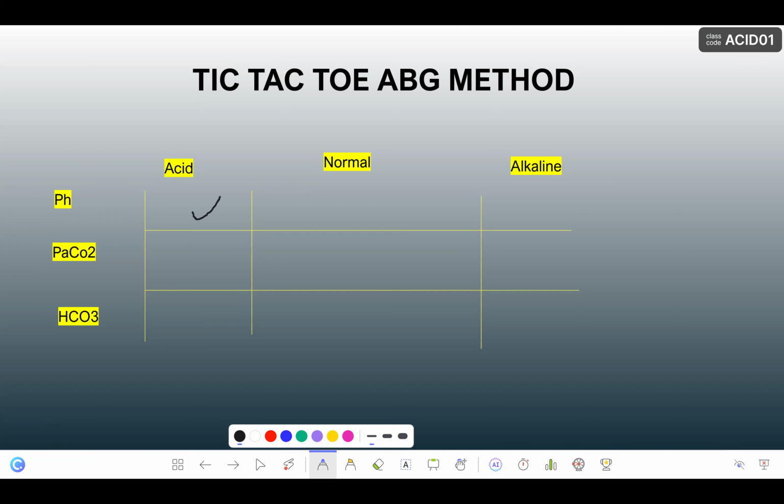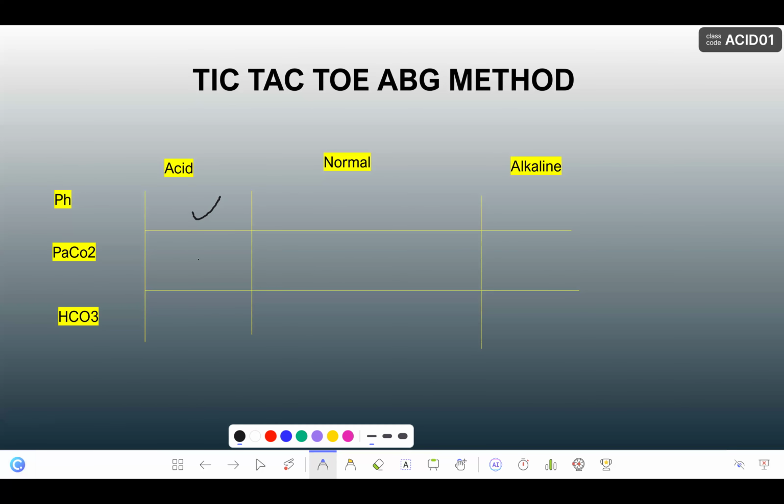All right, so a PaCO2 of 50. We know that a PaCO2 between 35 and 45 is normal. If it's above 45, we know that we have more acid than what we need. And so we know that our PaCO2 of 50 is acidic.